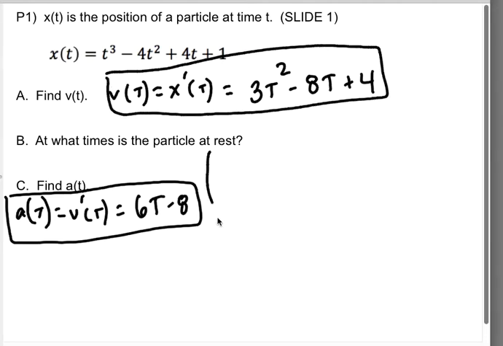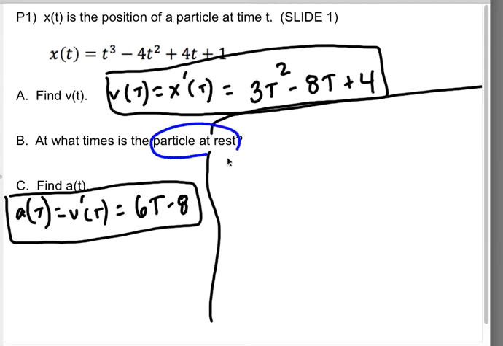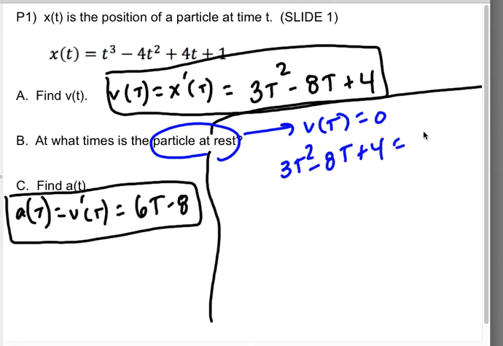So then for B, you are going to have to communicate some stuff, right? When you read at rest, you need to communicate that you know what that means. That means that v of t equals 0, right? So 3t squared minus 8t plus 4 equals 0. And now you're going to have to try and factor. If it doesn't factor, you're going to use the quadratic formula. I genuinely don't care how you factor. I just care that you factor right.